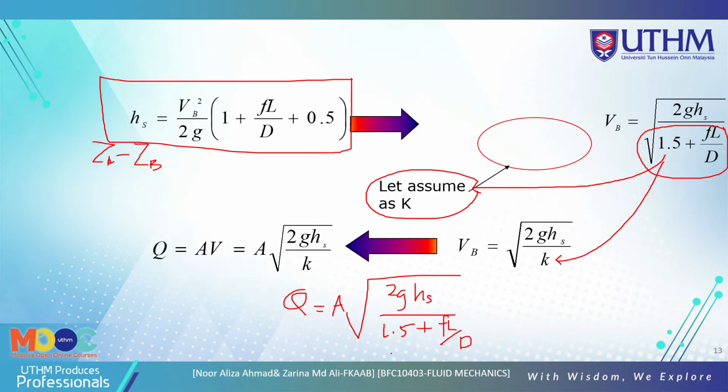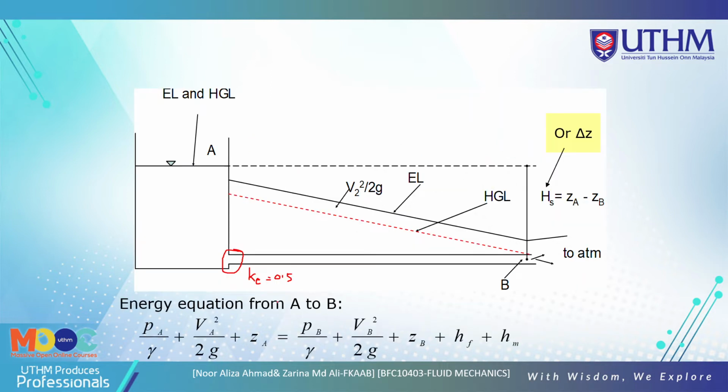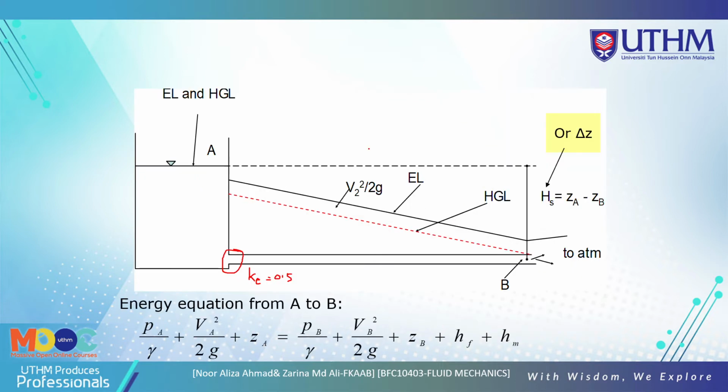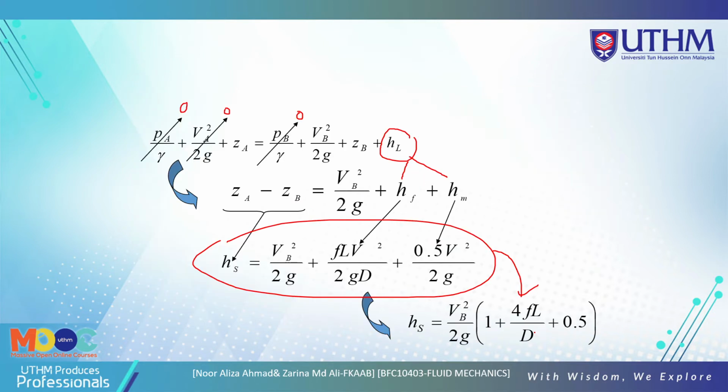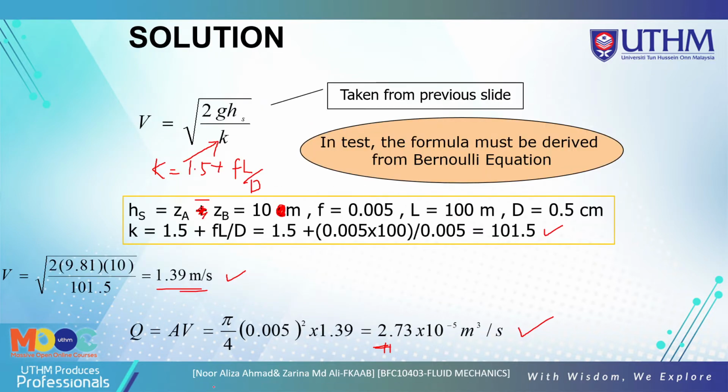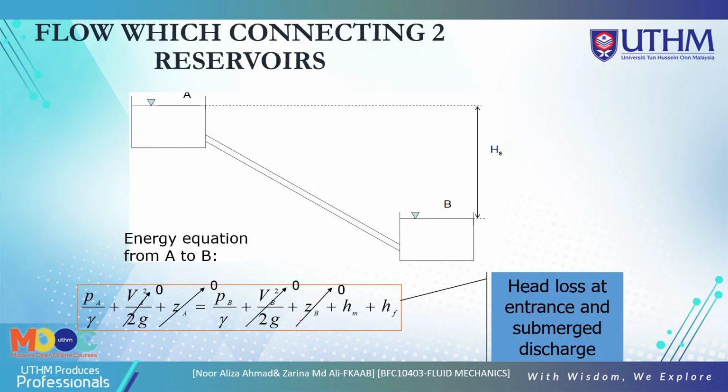Based on the energy equation from A to B, you must remember this one, which includes HF and HM. So if in the question they give a tank A to tank B, and A and B are open to atmosphere, you can use this formula, derived from the energy equation, and then you can get the Q. This is an example.